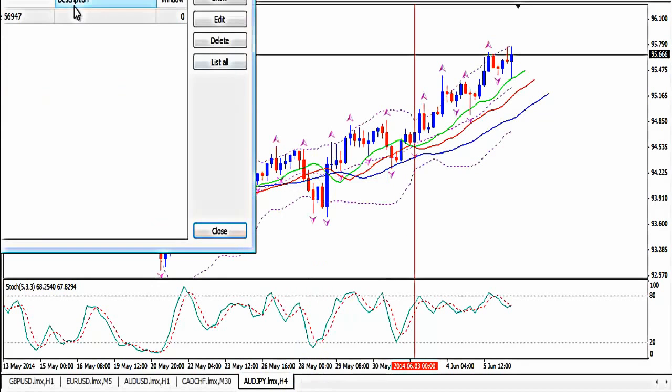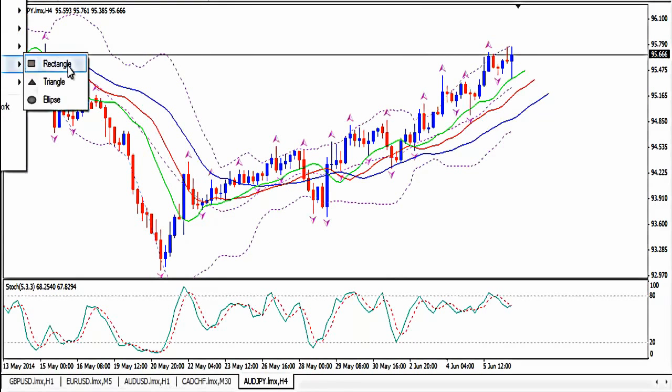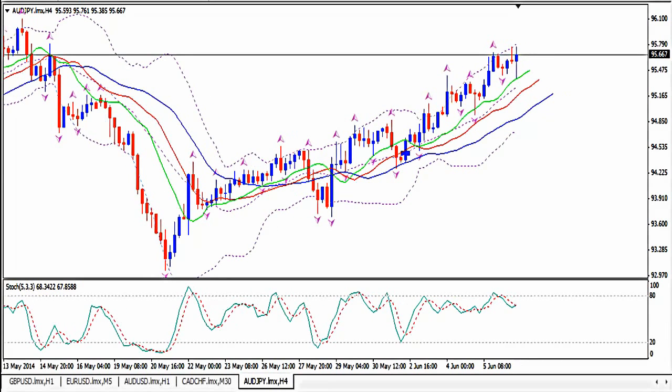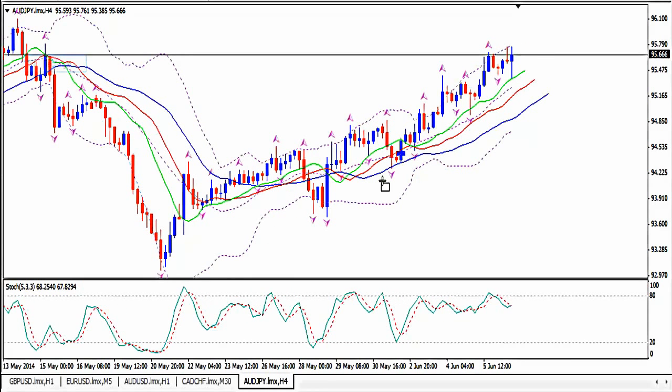I will remove the vertical line and I will insert shapes. We had a very nice long entry here. We had a very nice long entry here. So we want something like this, the price to plunge down at least to the median Bollinger Band, if not to the lower Bollinger Band, before we enter long, before we buy.